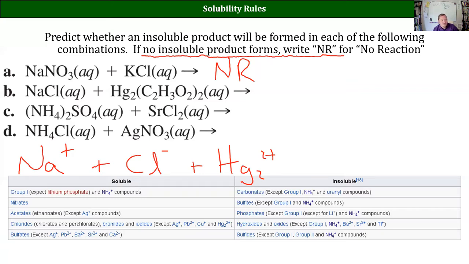this is mercury one, it has a plus one oxidation state, but they tend to stick together in these pairs. So mercury one gets written as Hg2 2+. Each of the mercuries has a plus one, but they stick together. And I'm not going to test you on you knowing that or not. But if it looks weird, that's why. And then we have acetate, C2H3O2 -1.